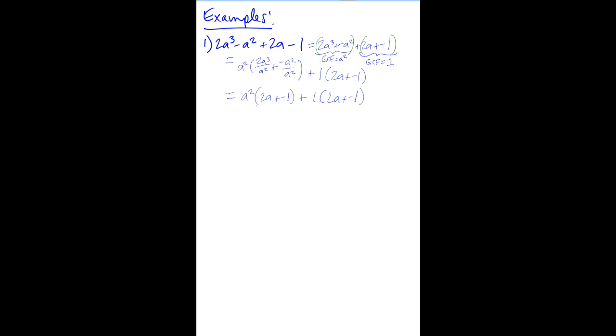Is my variable part the same in each example? It is. These are the same. So I can treat these two pieces as my coefficients and add them together. So I get a squared plus 1 times my variable part. My variable part is 2a plus negative 1. So I've factored it. I have written it as the product of two polynomials. I did that by grouping. Let's look at another example.